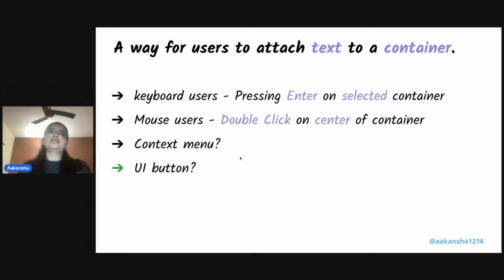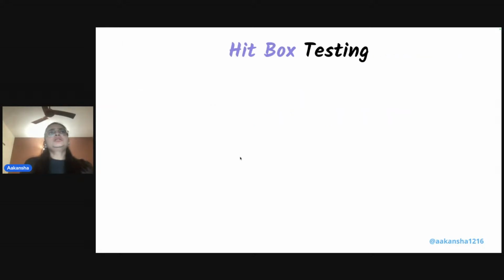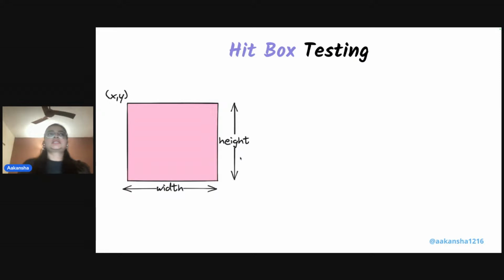So how do we do that in Canvas? Let's consider this container, which is a rectangle, which has some XY coordinates and some width and height. And this is the user coordinates, A comma B, which you can see. What I need to find is whether this user is hitting inside the rectangle or clicking outside the rectangle. And how do I actually find it out?